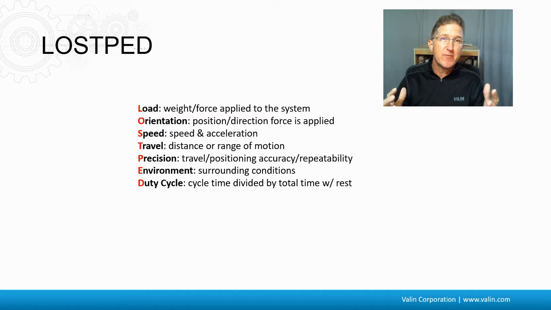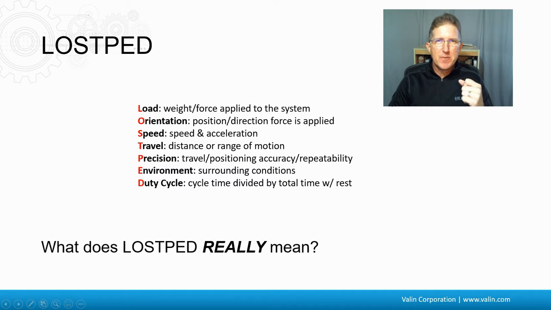For instance, if I ask you for the load, you might just give me 1 pound. But I need to know more about that 1 pound. Where is it located? What's the orientation? How fast are you moving it? How far do you need to move it? But even that 1 pound, I need to know a lot about it. So what does LOSTPED really mean?